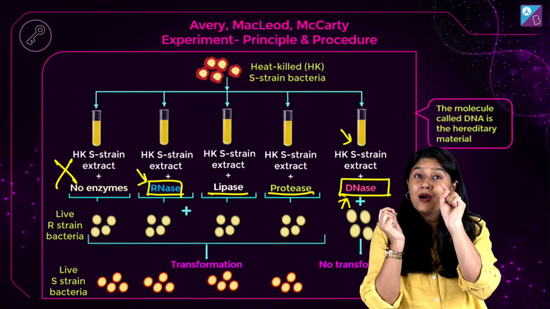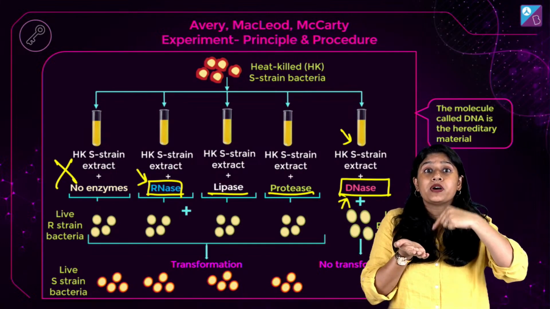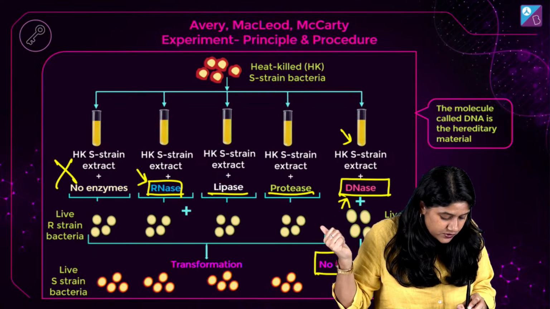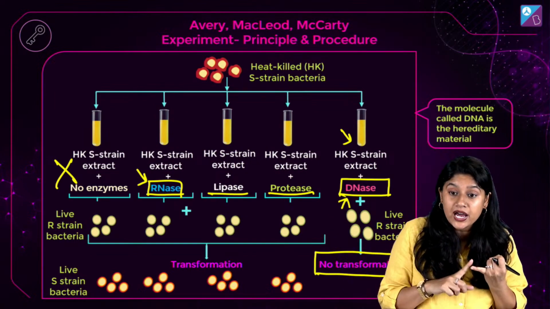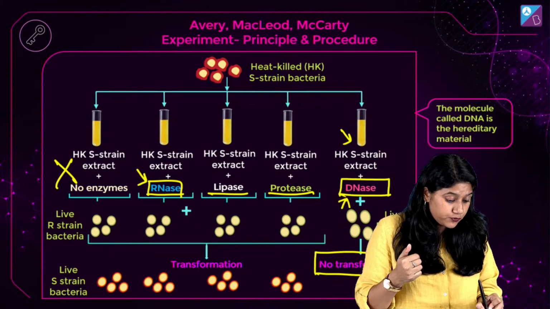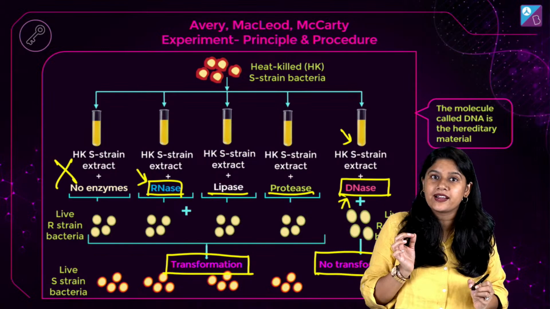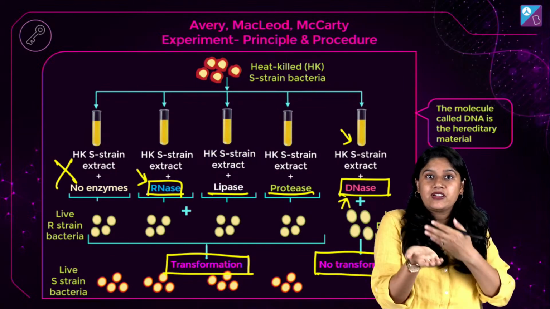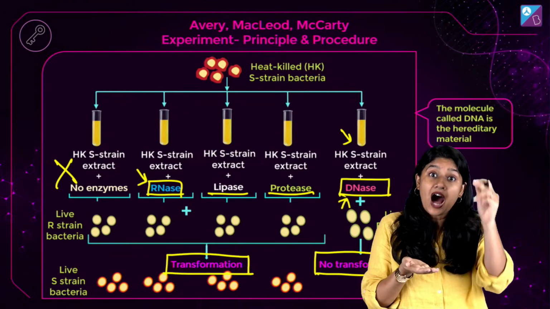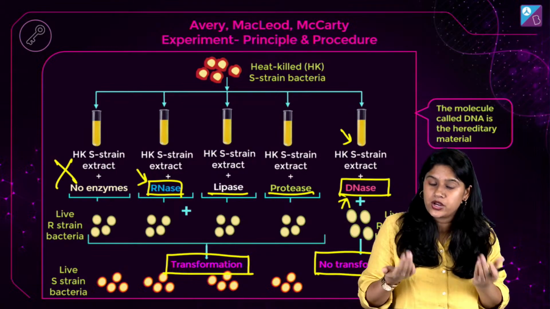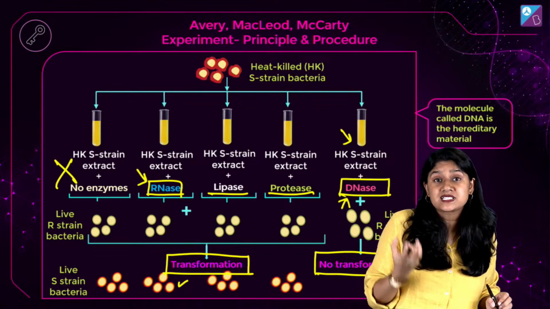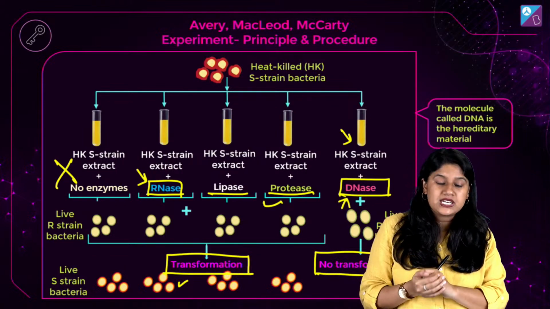DNA जब टूट गया तो अब जो हमारा R strain है वो S में कन्वर्ट नहीं हो पाएगा. That is the reason we see no transformation. Whereas in the case of RNA, protein, and lipids, we saw the transformation. That means that when RNase was added, it could not break the genetic material, and hence the R strain got transformed to S strain. We saw the transformation happening. Same thing happened with the case of lipase, and the same thing happened with the case of proteinase also.